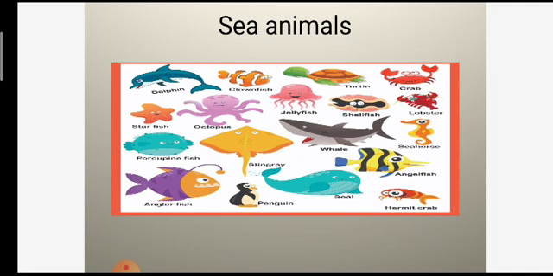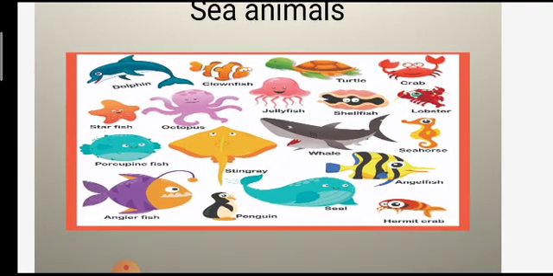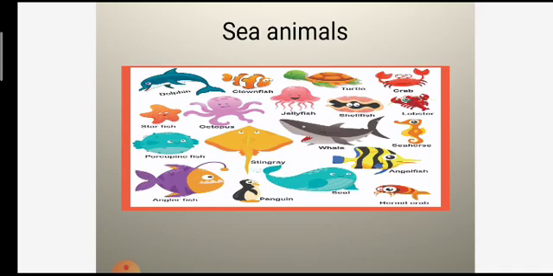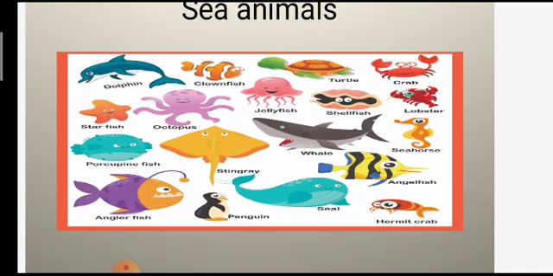Dolphin is a large animal. Dolphin cannot live in the river. River is a small place. It needs a large space. These are certain animals which live in the sea. You can see the picture. I'll zoom the picture and show you these are the certain animals.